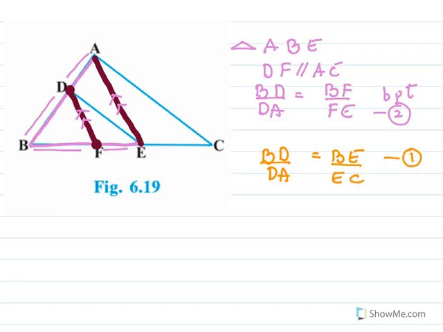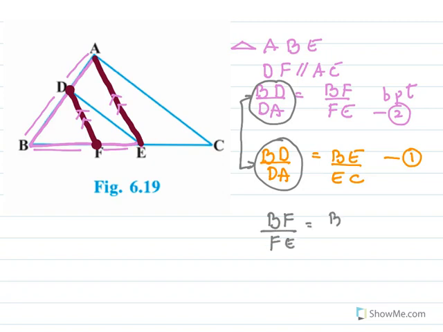Earlier we have proved that BD over DA equals BE over EC. This is by 1. Now when we compare both these ratios, we see that BD over DA is common. So now I can write that BF over FE equals BE over EC. This is by 1 and 2. And this was what was asked to be proved. So we have proved.